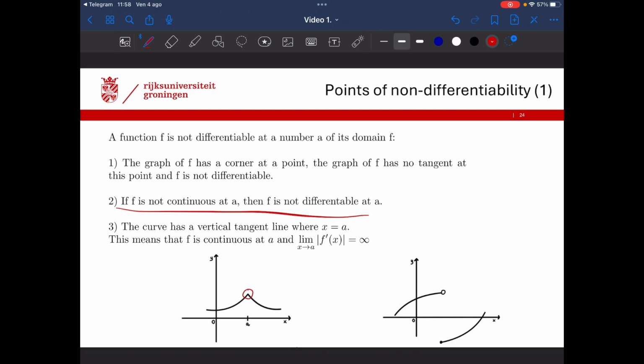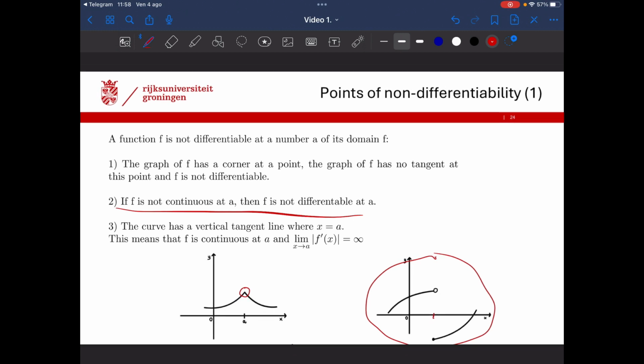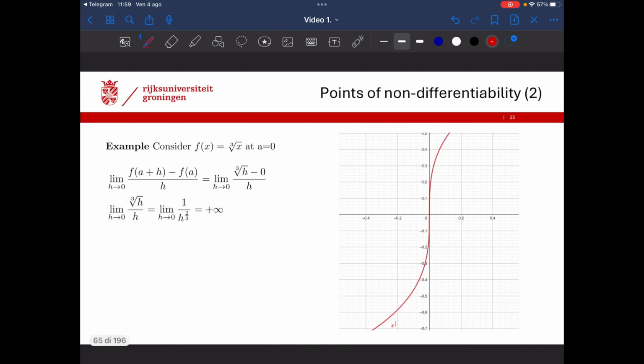Second case, we have already talked about this. Continuity is a necessary condition for differentiability. So if a function is not continuous at a, it will never be able to be differentiable at a. If you see your function do a little bit of weird things, it jumps a little bit somewhere, at this point, it will not be differentiable. The third point is the point where you have a vertical tangent line. So this means that f is continuous at a, and the limit as x goes to a of the derivative is equal to infinity. So let's actually see an example of this.